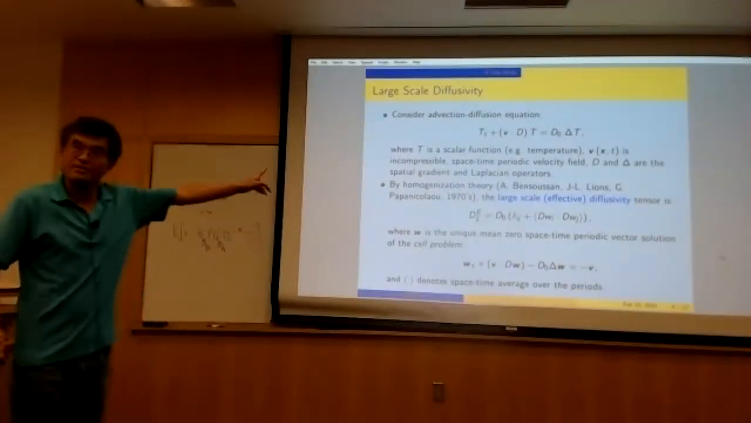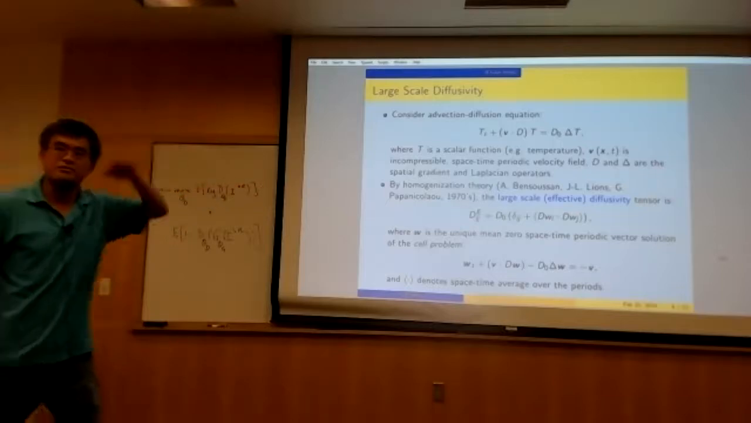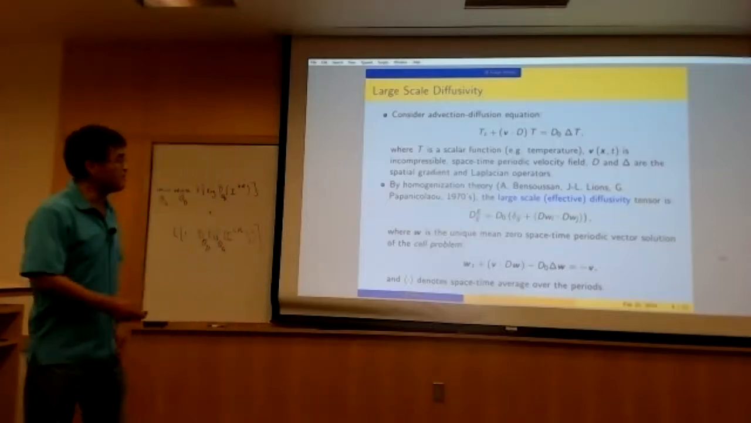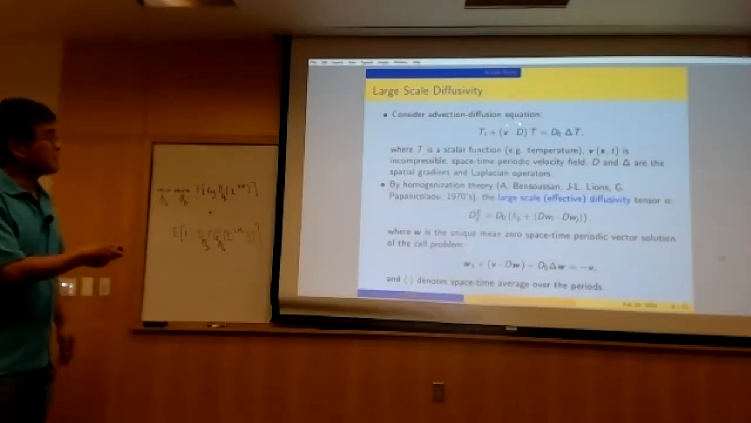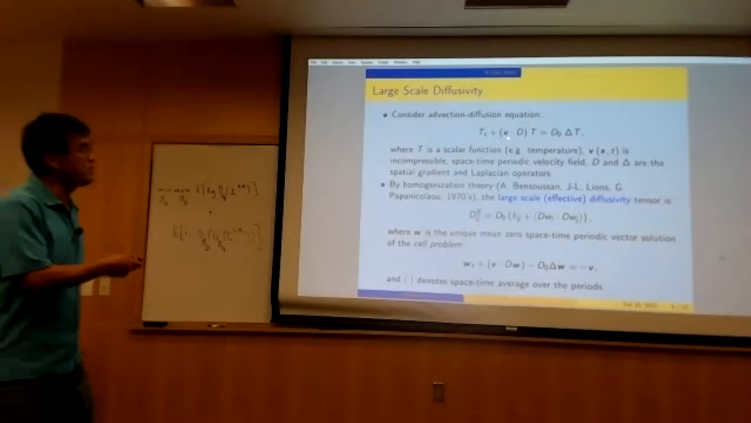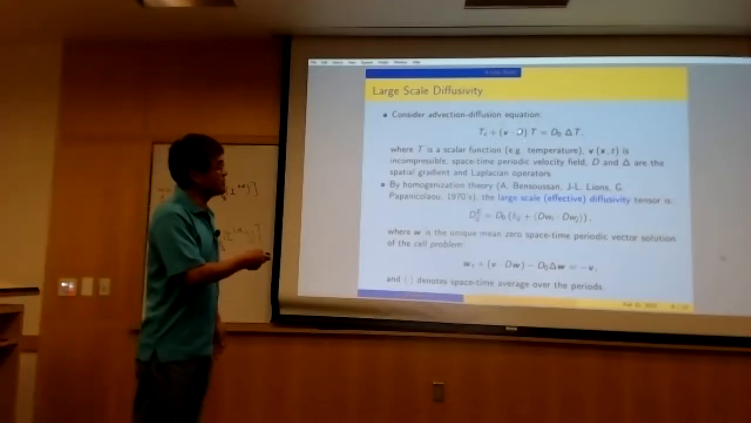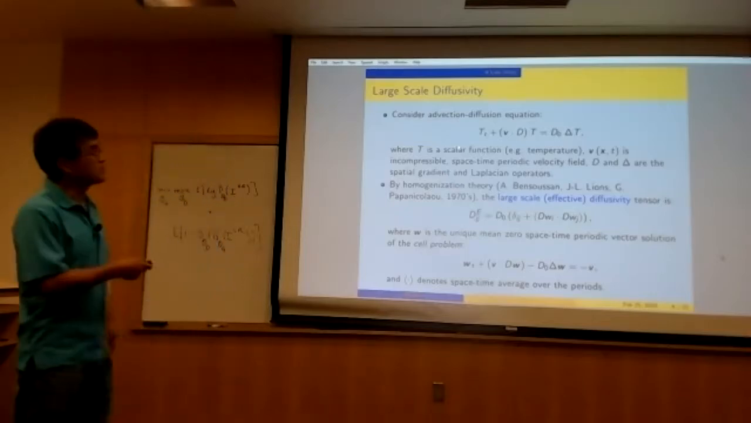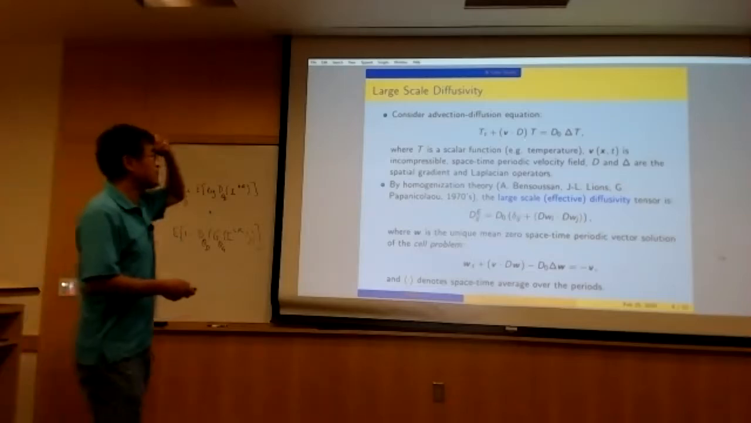So if you do it directly, you have to run lots of realizations and approximate the expectation divided by T. Okay, so look at this equation, a scalar equation, T sub T. Capital T is temperature, for example, and capital D here is the gradient of D, and then D0 is the molecular diffusivity, Laplace in T. Okay, and in physics, it's also called the Fokker-Planck equation.